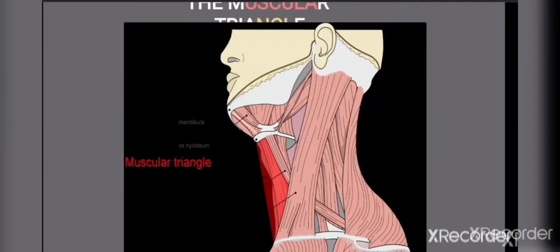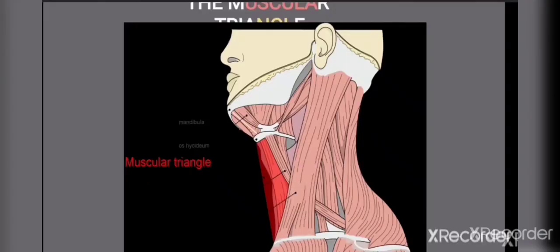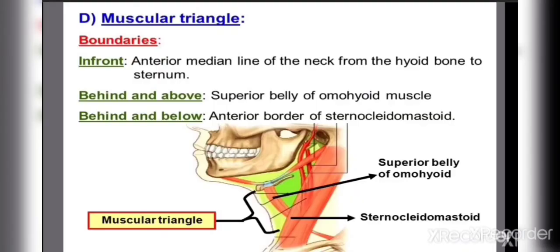Then the next triangle, the last triangle of this anterior triangle, is the muscular triangle. So the muscular triangle is bounded in front by the anterior midline of the neck from the hyoid bone to the sternum, and behind and above by the superior belly of the omohyoid, and behind and below by the anterior border of the sternocleidomastoid. So these are the boundaries of the muscular triangle.